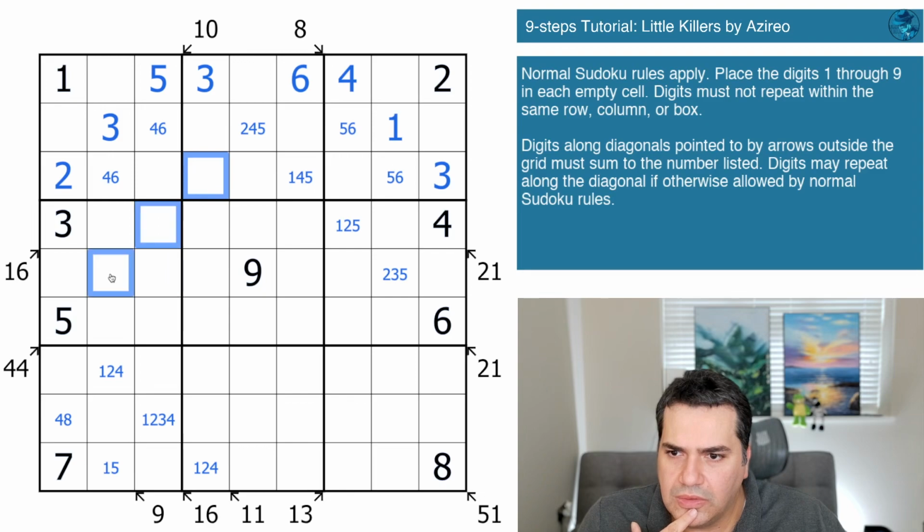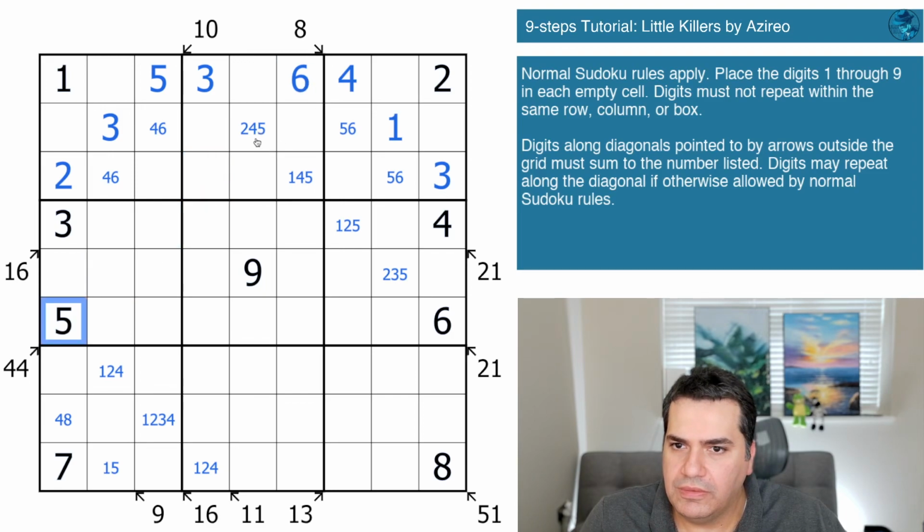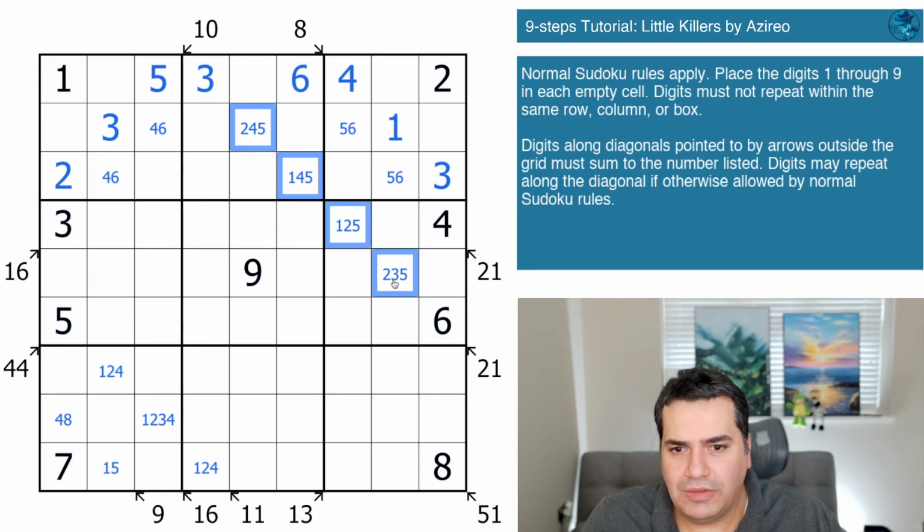9, 8, and 9. 18 and 8 is 26. 26 and... Okay, 6, 32, 37. This cannot be as low as 2, 4, and 5. That would be a mistake. The minimum we can make this is 7 for this diagonal. I'm gonna remove these quietly.